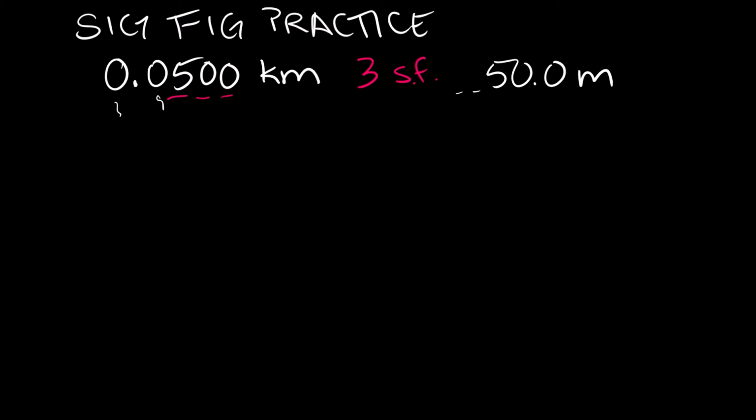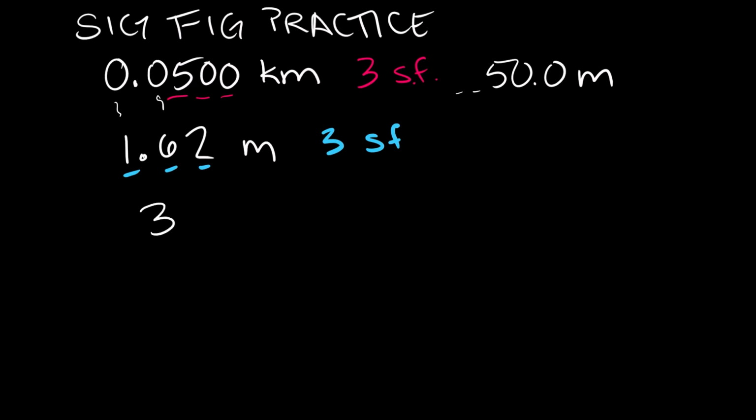The next example, let's say 1.62 meters. In any number that does not have any zeros, all of the non-zero numbers are always significant. So that second example has 3 significant figures.